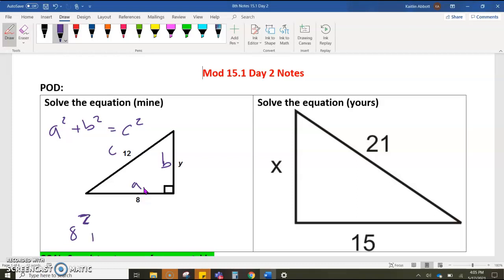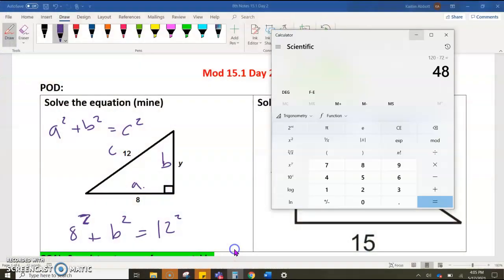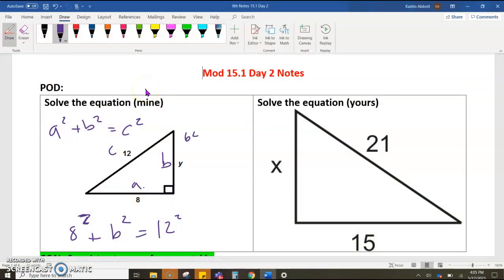Plus B squared, we don't know what it is, so I'm just going to leave it as B squared. You can leave it as Y squared, either one. Equals C squared, which is 12. So we got 12 squared. I'm going to rewrite it now. So 8 times 8 gets us what? 8 squared, 64. So 64 plus b squared equals 12 times 12 is 144.